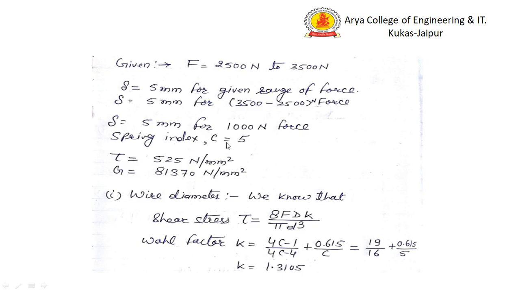Spring index is given, C is equal to 5. Maximum permissible stress tau is given as 525 Newton per mm square, and G is 81,370 Newton per mm square. So first we calculate the wire diameter. For wire diameter we use the formula of shear stress. We know that shear stress tau is 8 F D K upon pi d cube, and K is the Wahl factor. We can calculate the K from this equation. C is given, so K from this equation is 1.3105.